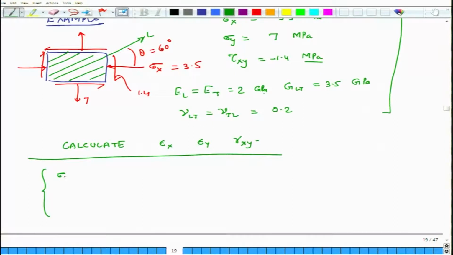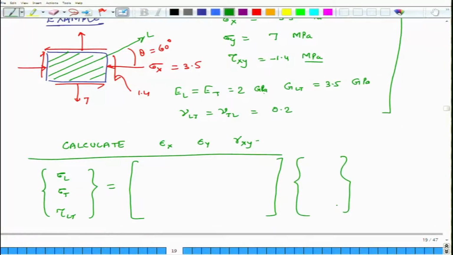Sigma L, sigma T, tau LT is equal to, so this is the relation we had talked about earlier, this matrix times sigma x, sigma y, tau xy. And this matrix is what? The transformation matrix T1.